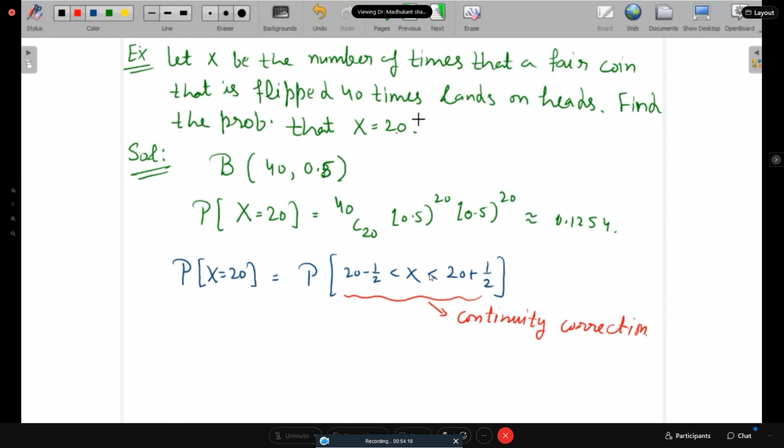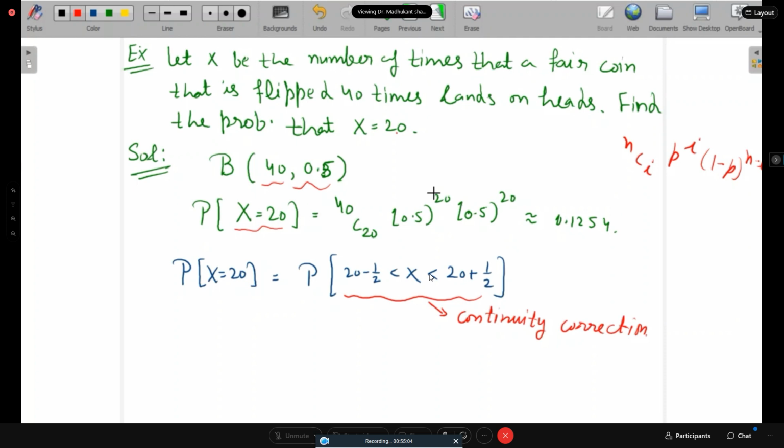So that is what we are understanding. Now you are doing that Bernoulli trial 40 times with probability of success 0.5, and you are interested in finding the probability that X equals 20. With the binomial case, it is 40C20 times 0.5 to the power 20 times 0.5 to the power 20. If you recall, nCi p to the power i times 1 minus p to the power n minus i. Here 40 minus 20 is again 20. If you approximate using the calculator, it is 0.1254.